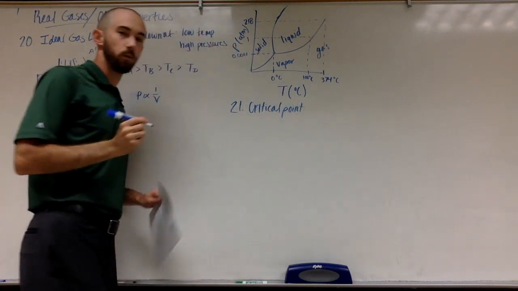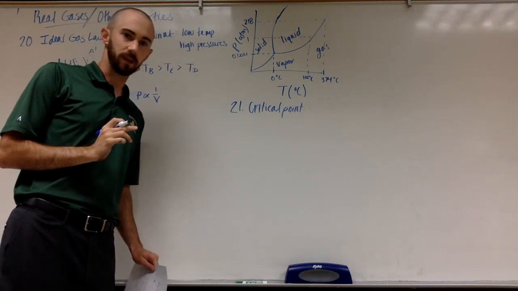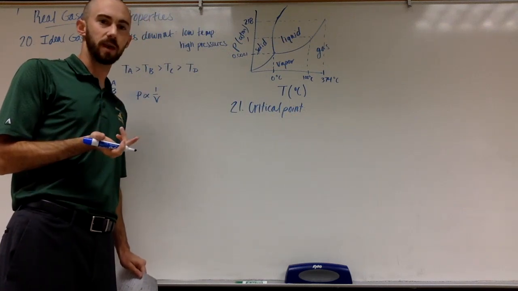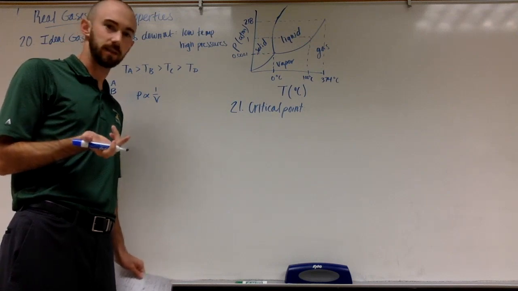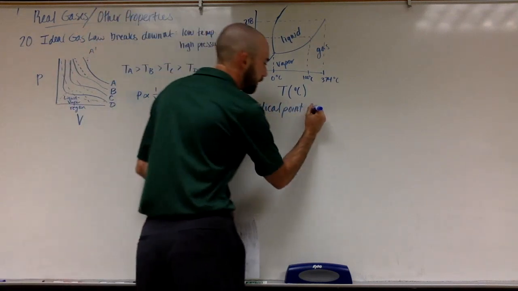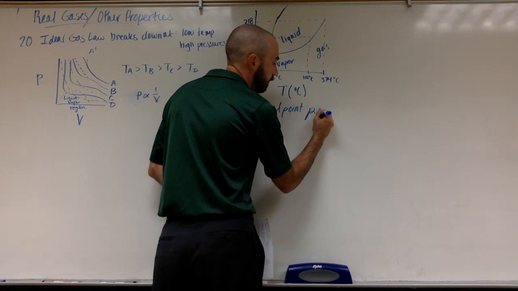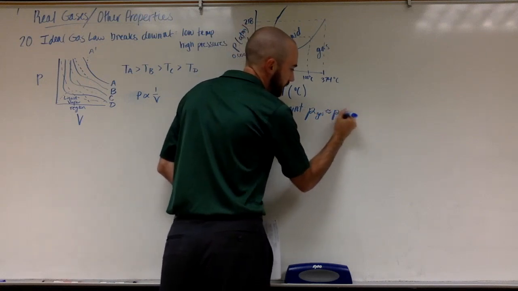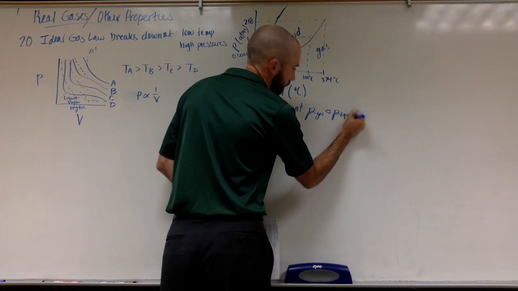This is the high energy point where it's hard to tell the difference between a liquid and a gas. Gases are moving around so quickly that they almost behave like a liquid, and liquids are moving so quickly they almost behave like a gas. It's the point where the density of your gas is approximately equal to the density of your liquid.